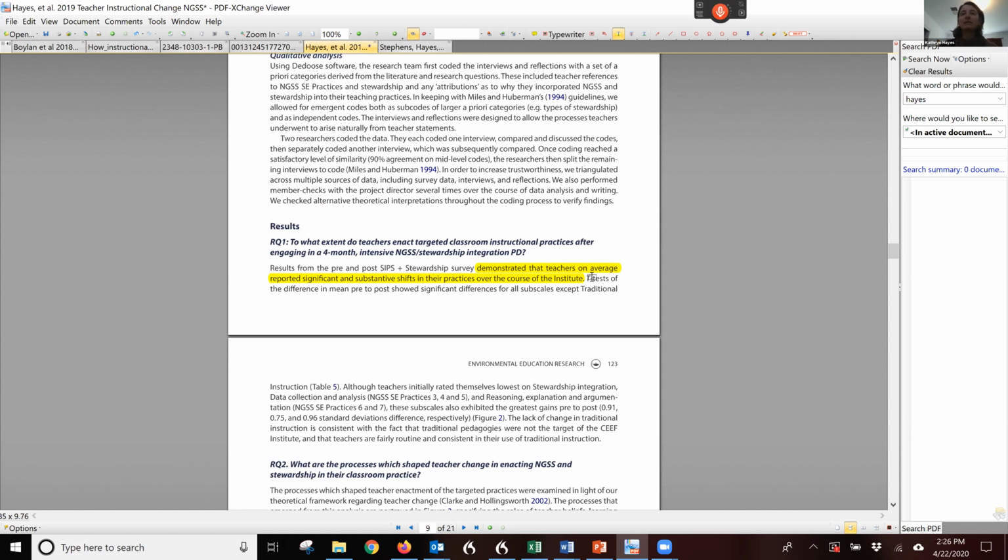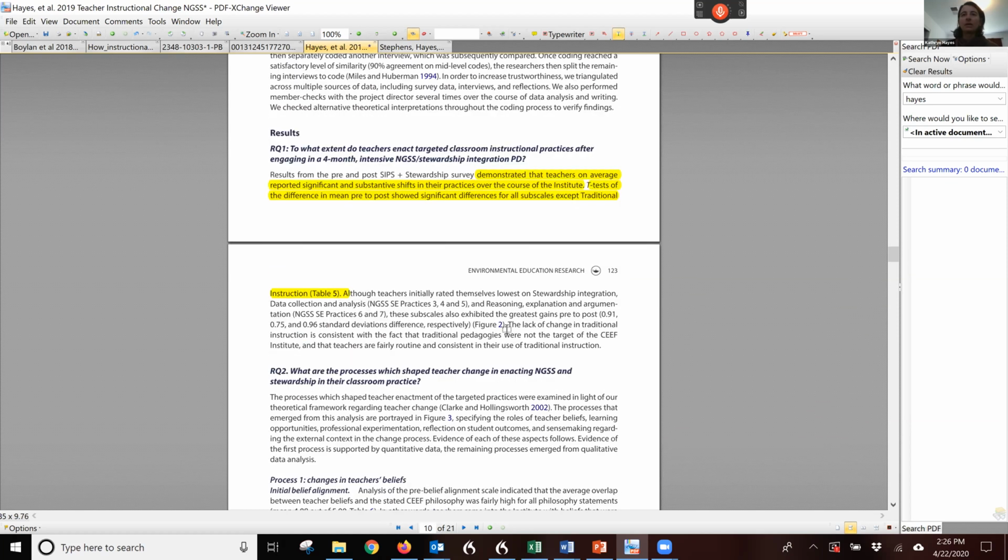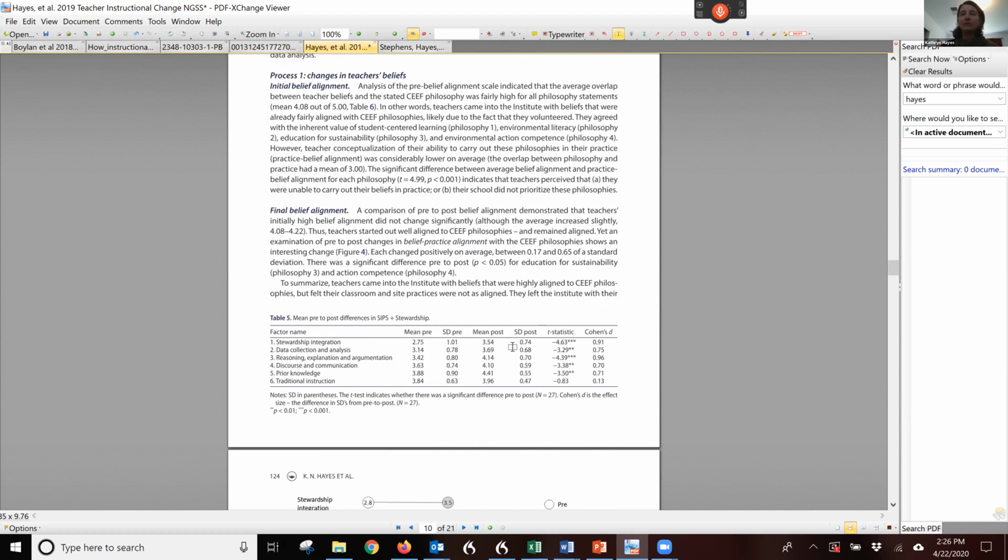Then I say t-tests of the difference pre to post showed significant differences for all subscales except traditional instruction, table 5. Now, scrolling down to table 5, I want you to see kind of how to display data. This is something easily that you could do with your data if you have a pre to post or if you're comparing two groups, right? So if you wanted to do a t-test.